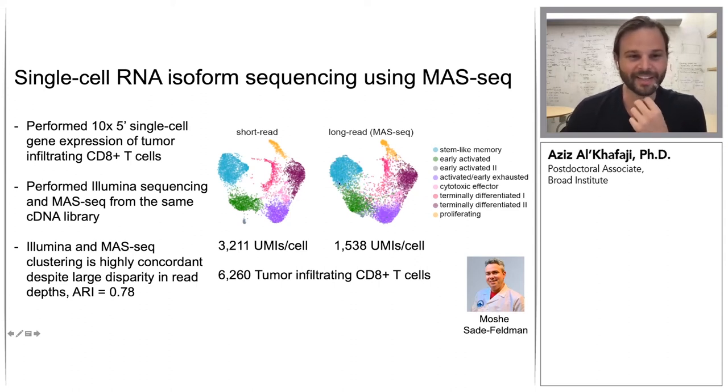We can see here that the cell embeddings and clusterings are highly concordant, and the short read sequencing had much greater read depth. As well, we can see that we were able to recapitulate all the different present cell states within these populations of T cells. On the left, we have our stem-like memory cells leading to our early activated subpopulations, leading into, in pink here, our cytotoxic effectors, and then ultimately terminally differentiated or exhausted T cells. And finally, up here, we have our proliferating cells.